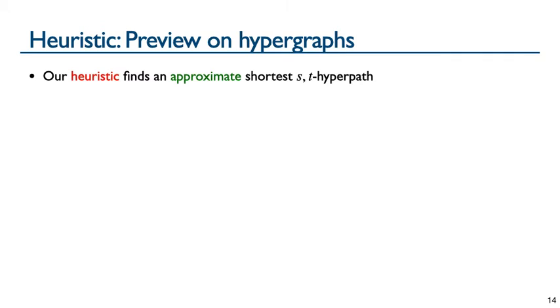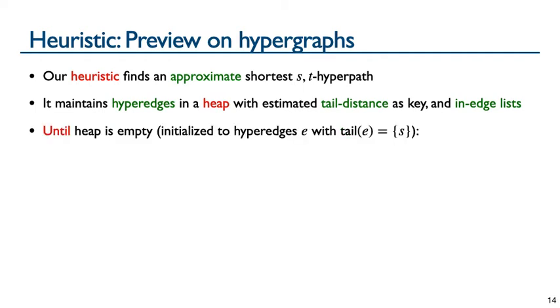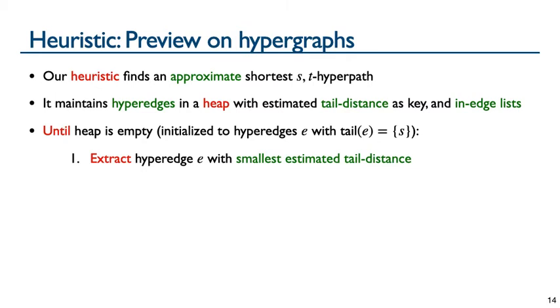Similarly, our heuristic finds an approximate shortest ST hyperpath. The heuristic also maintains a heap, but it is a heap of hyperedges instead of vertices, with an edge's tail distance as the key, which is the length of the best known hyperpath from the source to the vertices in the tail of E. We keep a list of inedges, as a hyperpath ending at a tail set consists of many final hyperedges. We initialize the heap to the hyperedges with the source in their tail, and repeatedly extract the hyperedge with smallest key, which is the smallest estimated tail distance.